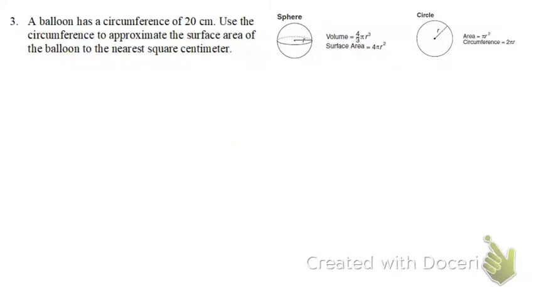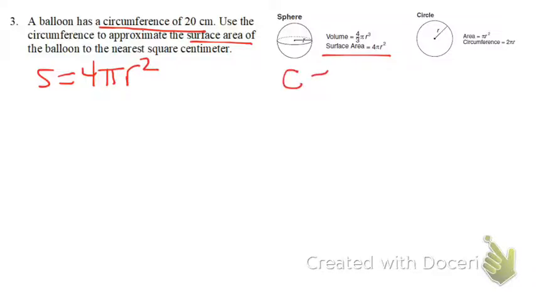Okay, this one is a balloon, so that's a sphere, and it mentions in this problem circumference and surface area again. So I'm going to write them both down, and I don't care which one I write first. Surface area is 4 pi r squared. Circumference is 2 pi r.